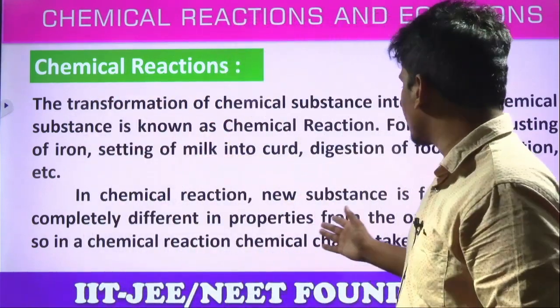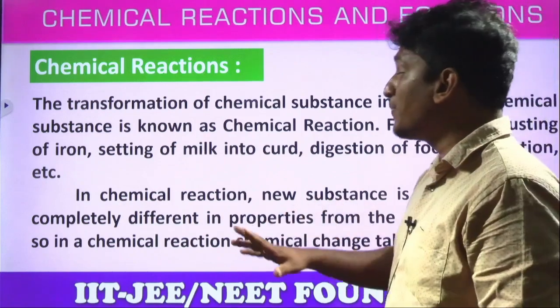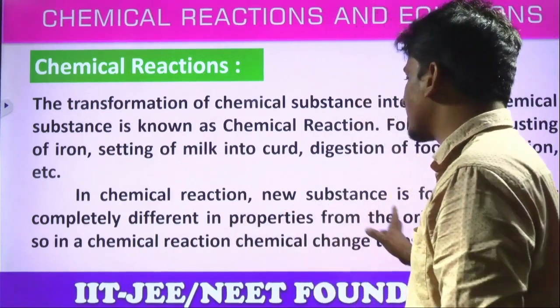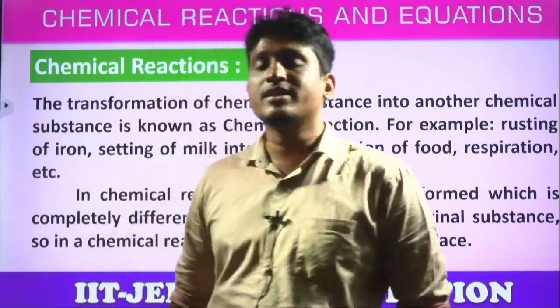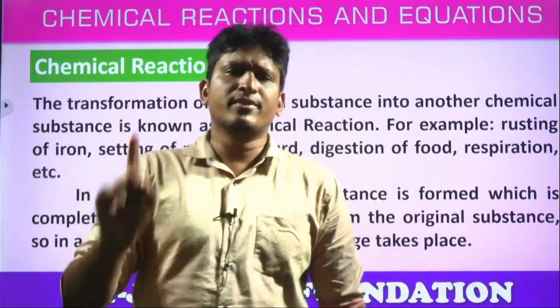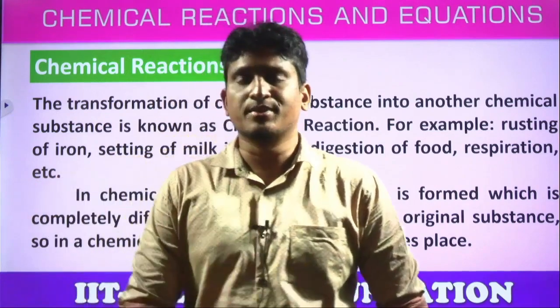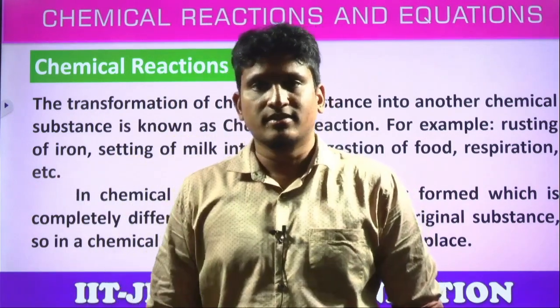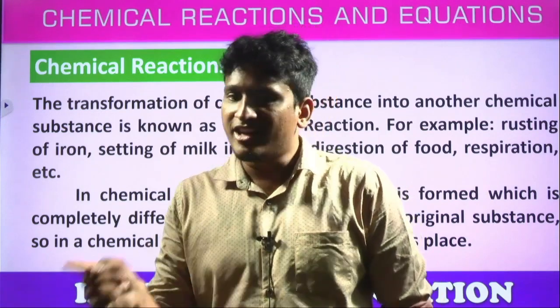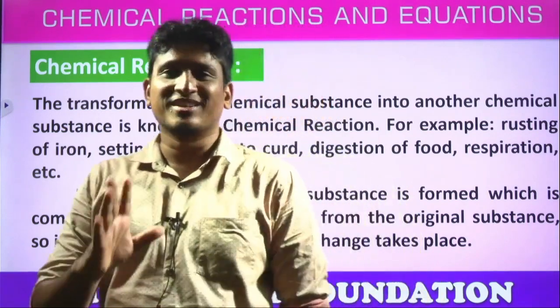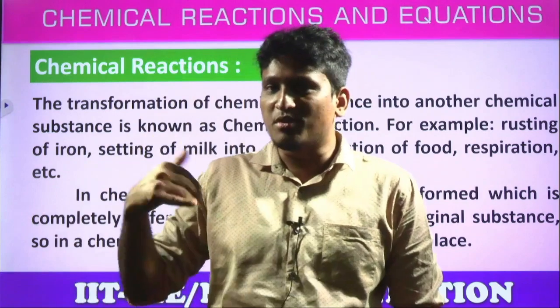So in a chemical reaction, a new substance is formed which is completely different in properties from the original substance. So in a chemical reaction, chemical change is taking place. This point is very, very important, students. For example, iron converts into iron oxide during rusting. So iron oxide and iron, both are the same? No. The new substance has its own properties, right?